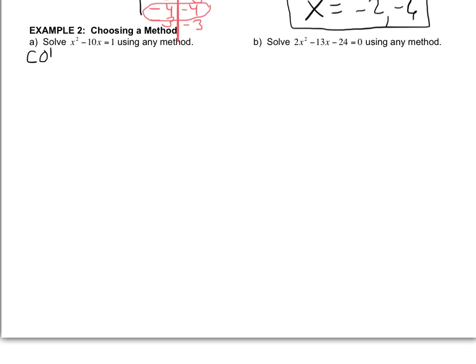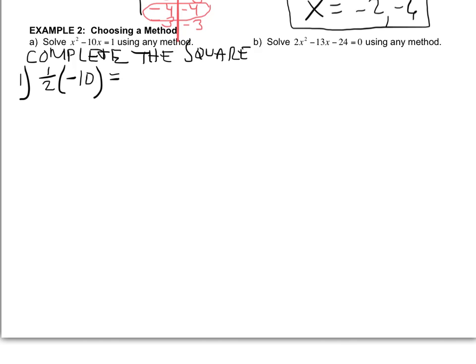Here's where we want to think, how do I complete the square? Again, remember there were several steps on this one. Completing the square, remember step 1: we want to have the ax squared plus bx on one side. When it's on one side, I want to take the b value. Step 1 is to take the b value and do 1/2 of negative 10, which is our negative 5.